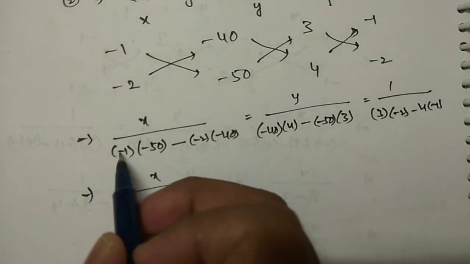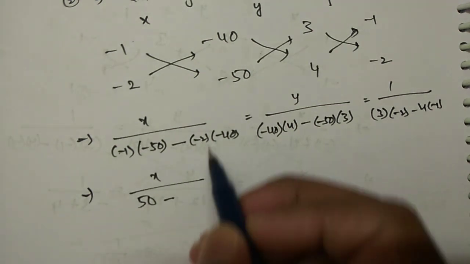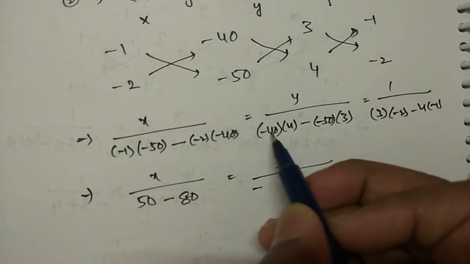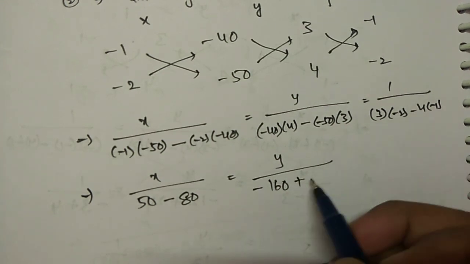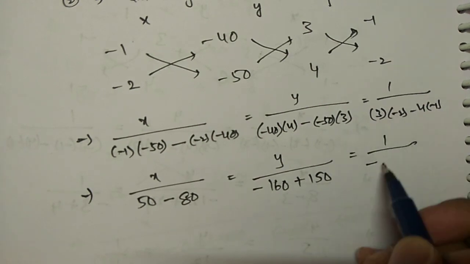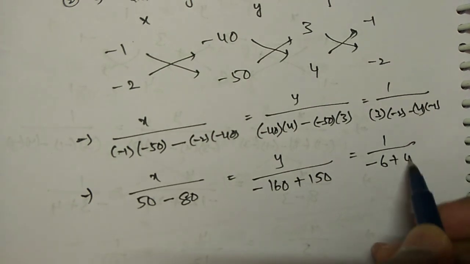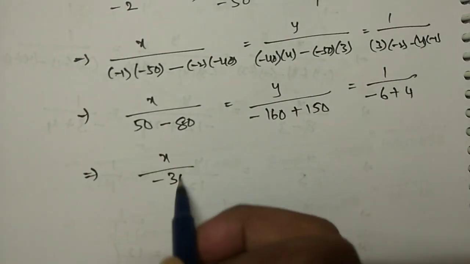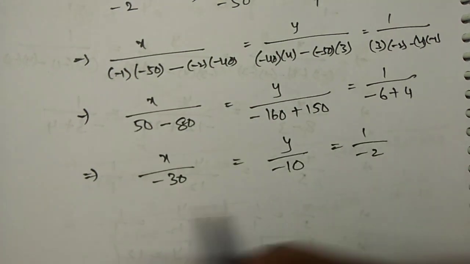That implies x by minus into minus plus, 5 1s are 50, minus into minus plus, plus into minus, minus 2 4s are 80, equal to y by minus into plus, minus 4 4s are 160, minus into minus plus, plus into plus, plus 5 3s are 150, equal to 1 by plus into minus, minus 3 2s are 6, minus into plus, minus, minus into minus, plus 4 1s are 4. That implies x by this value is minus 30, y by this is minus 10, equal to 1 by minus 2.